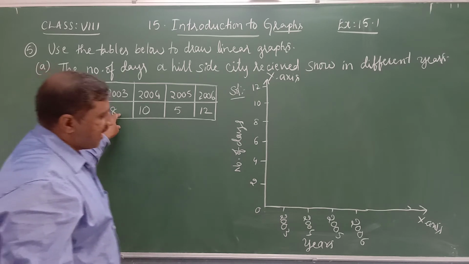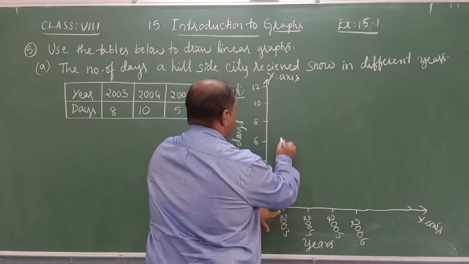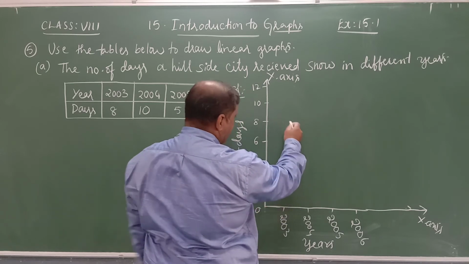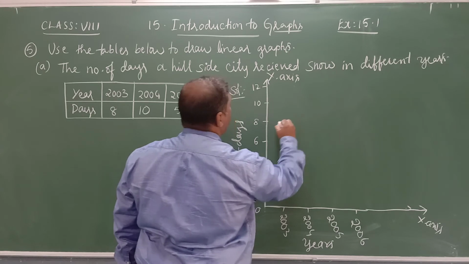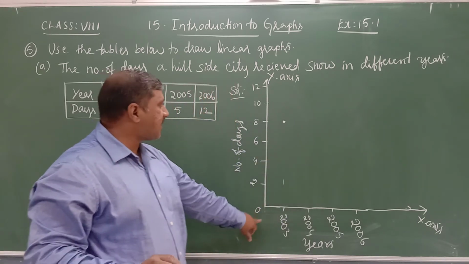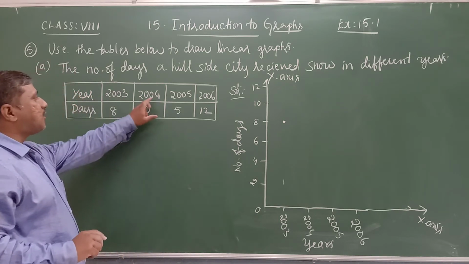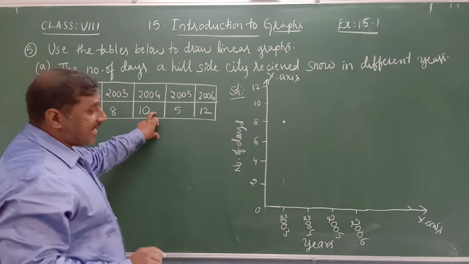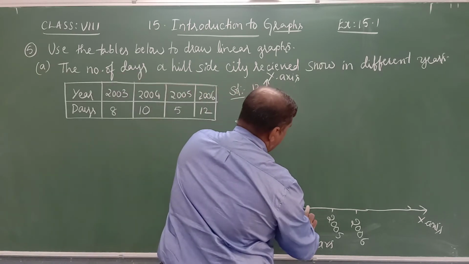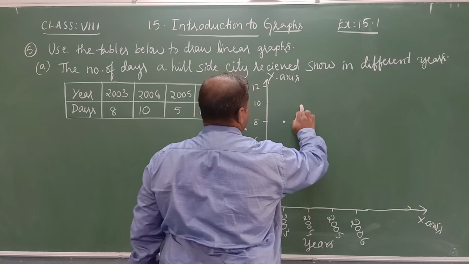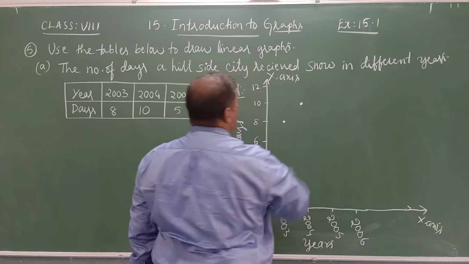Then observe in the table, 2003, how many days is it? 8 days. This is 2003, straight exactly opposite this, identify its corresponding value, 8 days. So put a point there. So in 2003, there is snowfall for 8 days. And in the year 2004, it is 10 days. Exactly opposite to 2004, 10 days, approximately here is this point.